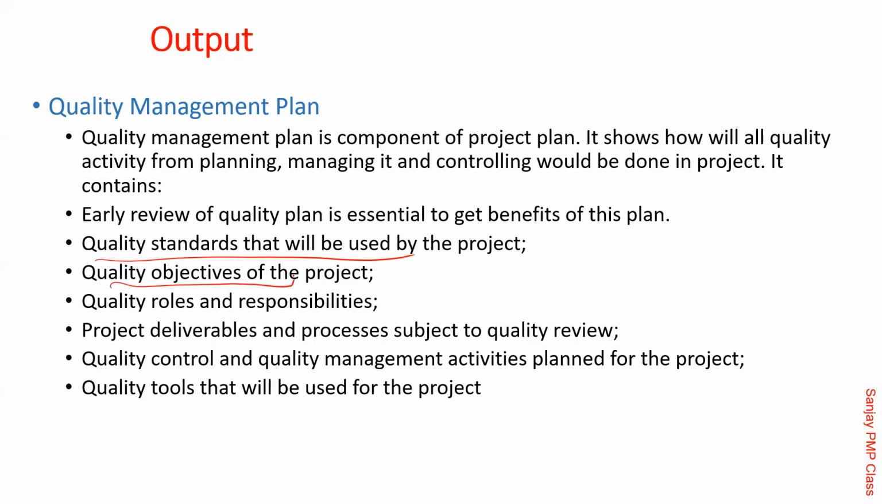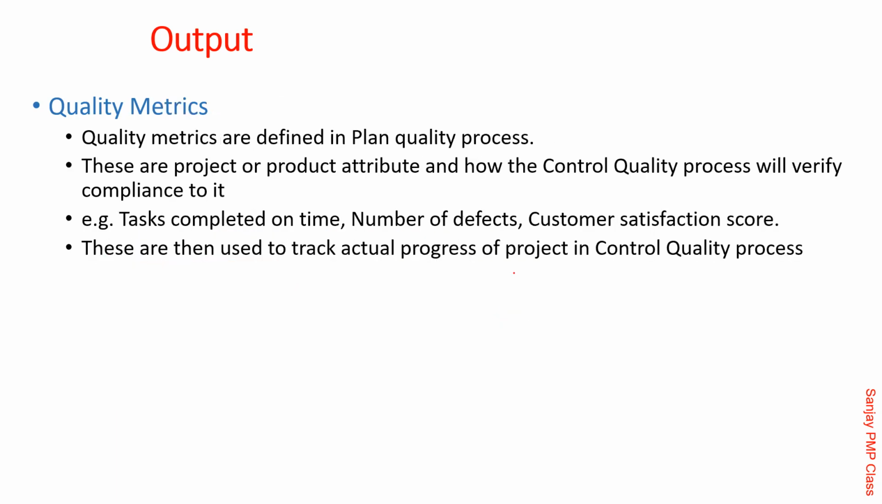Quality objectives of the project. Remember, the quality objective of the organization is one, but you need to define who will play what role: who will gather the requirement, who will prioritize the requirement, who will do the testing, who will do the acceptance, who will give the deviation. Deviation means that if you are creating something substandard, there is a process, and that process will be followed to say that yes, this time it is acceptable. Who will do that? Those are the quality roles. Project deliverables, quality control activities, and all that. That's how it is written.